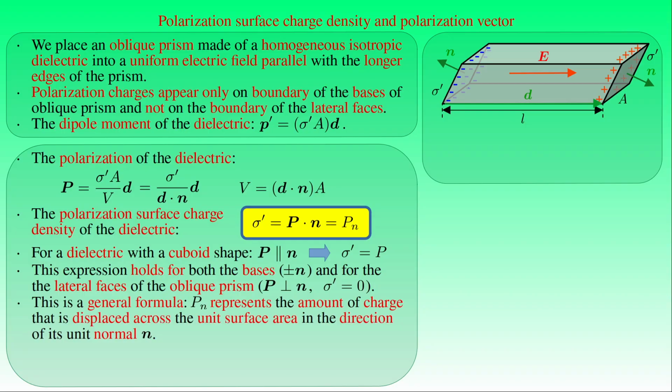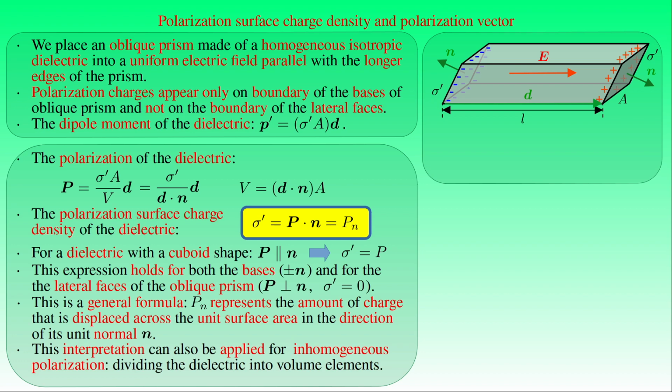According to this equation, the normal component of the polarization P represents the amount of charge that is displaced across the unit surface area in the direction of the unit normal n. This interpretation can also be applied in the case of inhomogeneous polarization, where the magnitude and the direction of the vector P vary at different points in the dielectric. In order to be convinced of this statement, it is enough to think that the dielectric is divided into small volumes within which the polarization can be considered homogeneous.